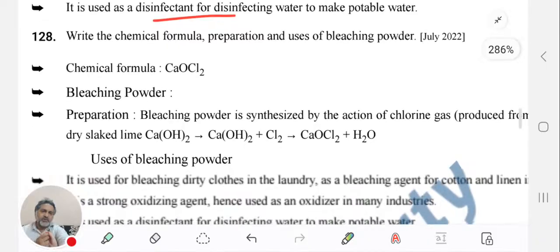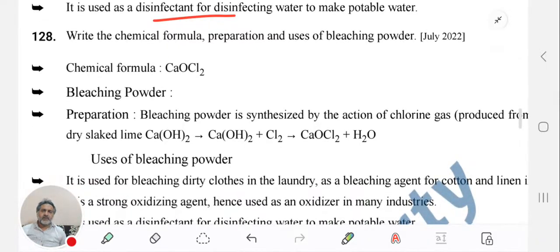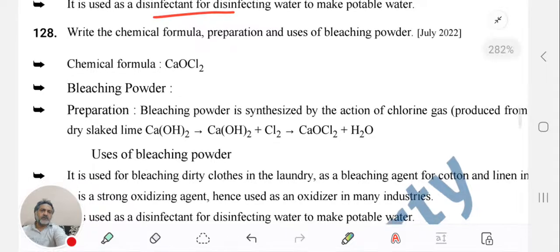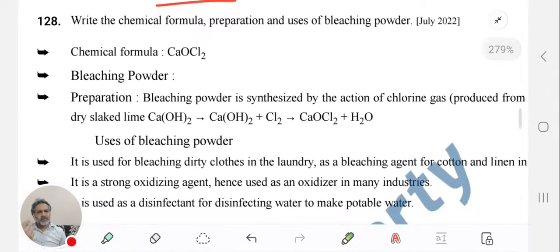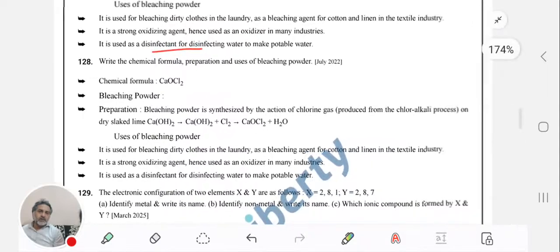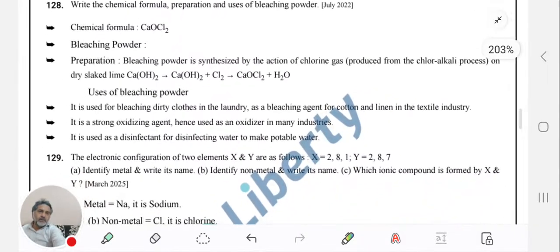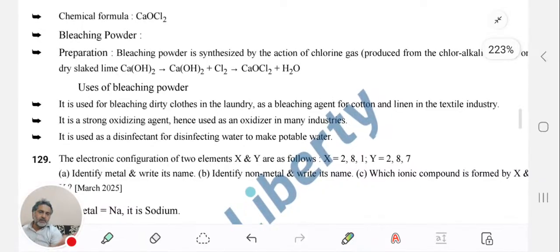Now question number 128. Write the chemical formula, preparation and uses of bleaching powder. Chemical formula: CaOCl2. Preparation: bleaching powder is synthesized by the action of chlorine gas on dry slaked lime. Ca(OH)2 plus Cl2 gives CaOCl2 plus H2O.